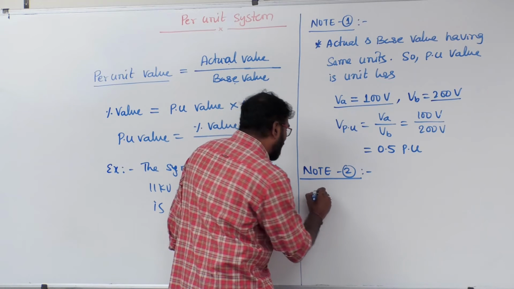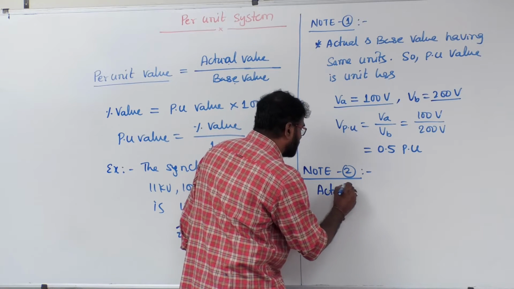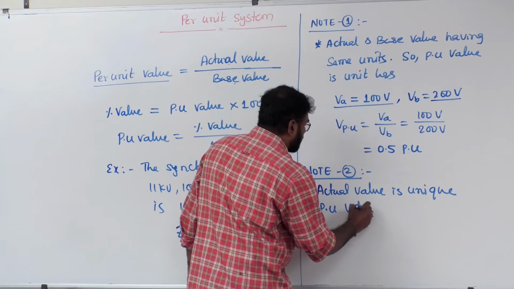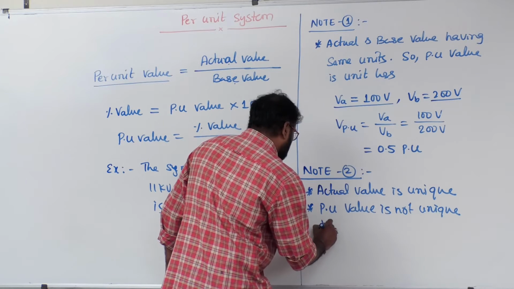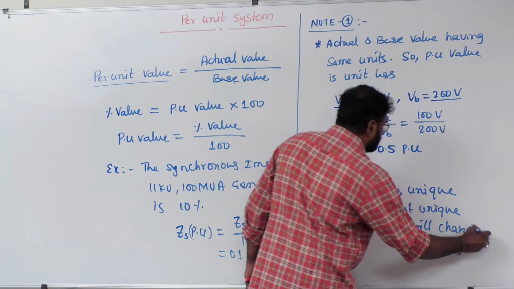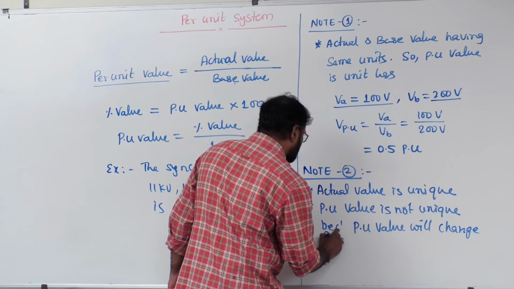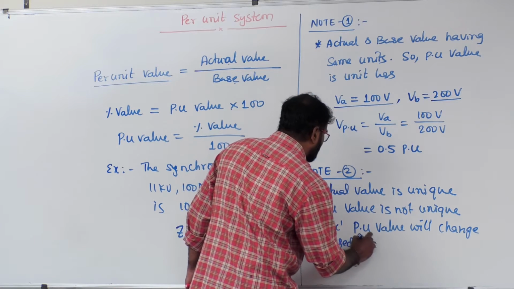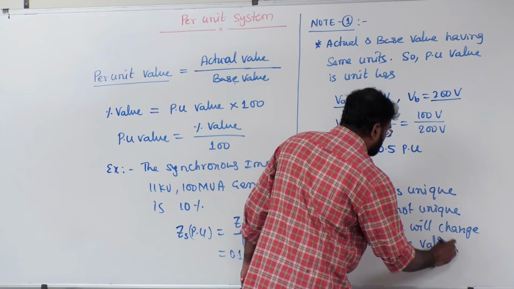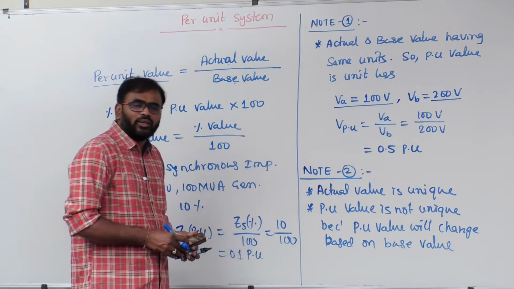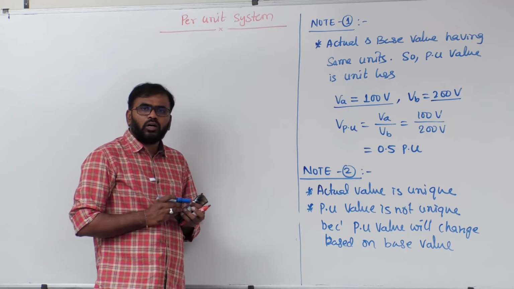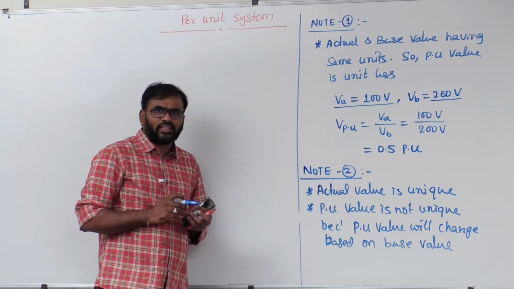Let me write here. Actual value is always unique. Per unit value is not unique, because per unit value is going to change based on base value. Per unit value will change based on base value. For better understanding of note number 2, I will take another example.